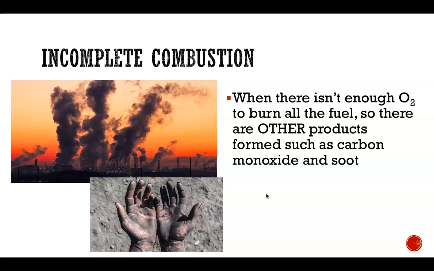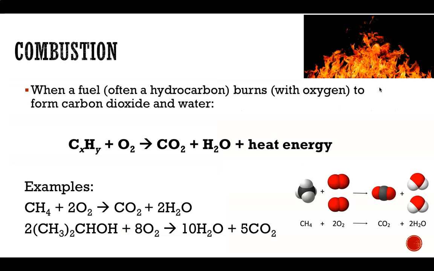Now we also have something called incomplete combustion, and this is what happens when there isn't enough oxygen to burn all of the fuel. So there could be other products formed, such as carbon monoxide and soot. I'm just going to jump back. What that would look like is, on this product side, we would still have carbon dioxide and water, but we might also have carbon monoxide or just carbon on its own. So you might see some additional products. That doesn't mean that it's not combustion. It's still combustion as long as you have these three things. But sometimes we have incomplete combustion where we might have extra products.